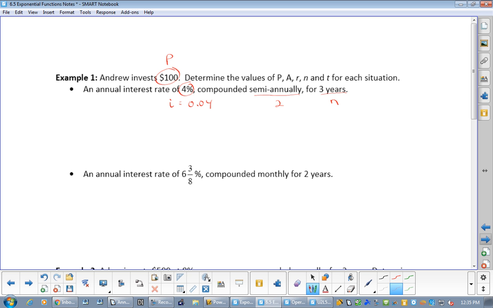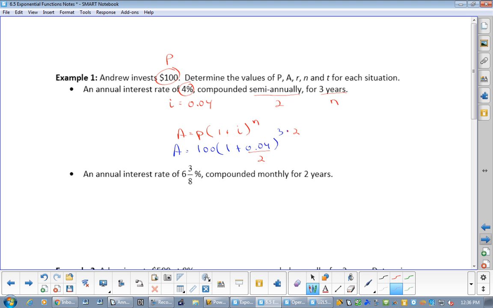Okay, so let's write down our formula. A equals P times (1 plus i) to the n. So A, the amount we will have, equals the principal, 100, times 1 plus, what is i? 0.04, and we're going to put that over 2, to the power of how many years? 3 years times 2.